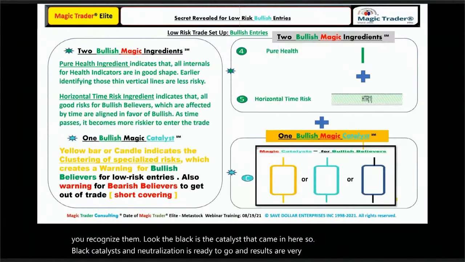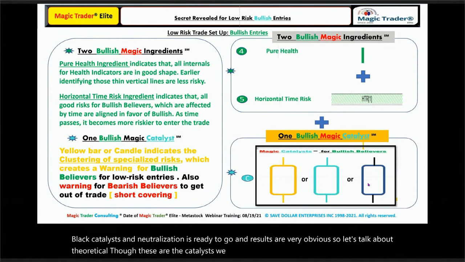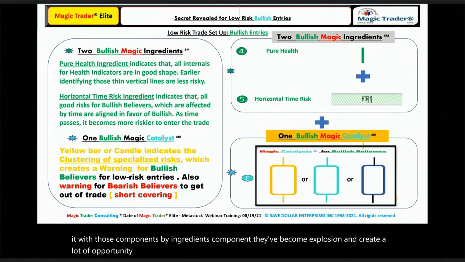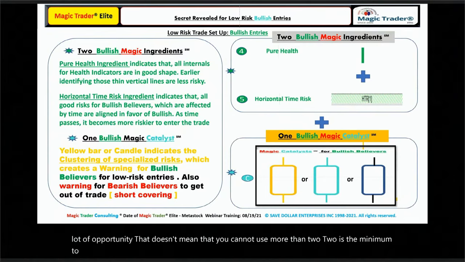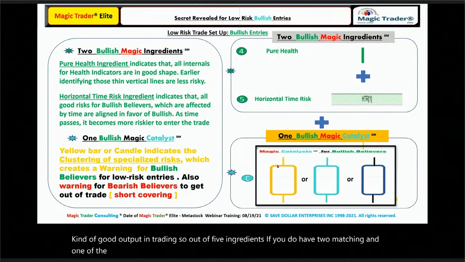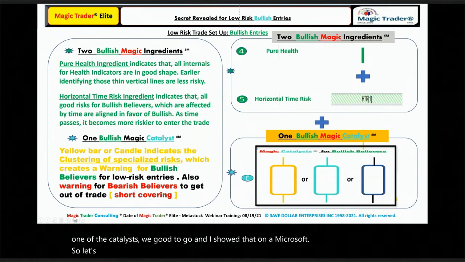So let's talk about the theoretical. These are the catalysts we talk about. When we take this catalyst and put it with those five ingredient components, they become an explosion and create a lot of opportunity. That doesn't mean that you cannot use more than two. Two is the minimum to have some kind of good output in trading. So out of five ingredients, if you do have two matching and one of the catalysts, we're good to go. And I showed you that on Microsoft, right? So let's go and talk about more.